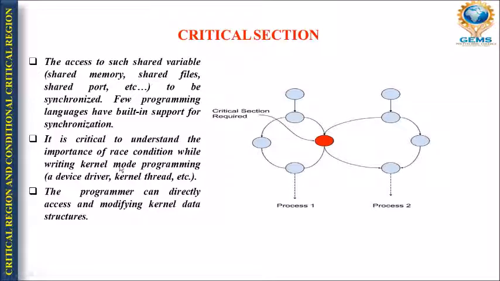So let's see about the critical section. This is process 1, this is process 2. Process 1 is using some resources. Process 2 is also using some resources. But process 1 and process 2 are somehow sharing the same resource. So this is known as your critical section in depth.